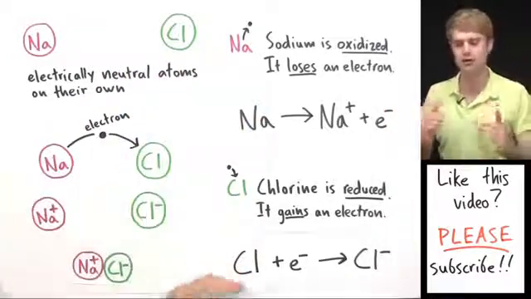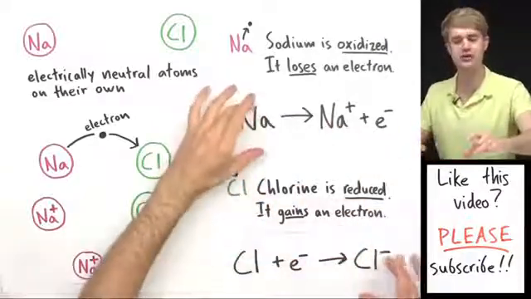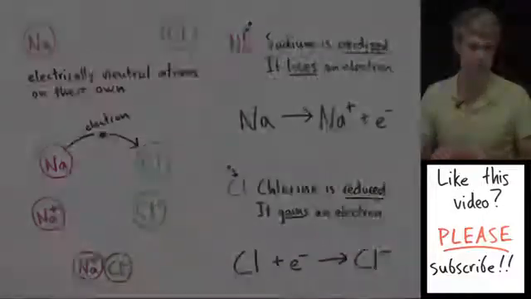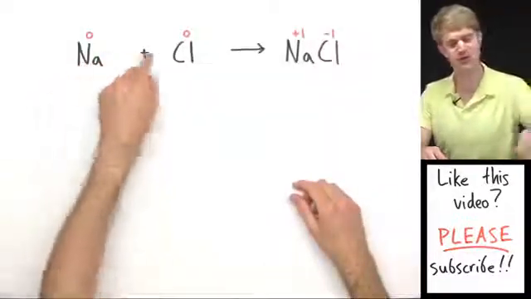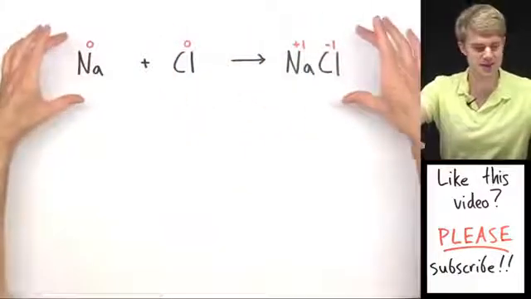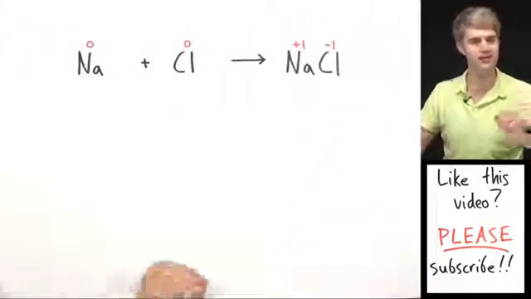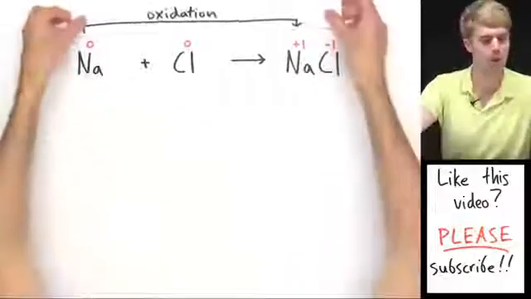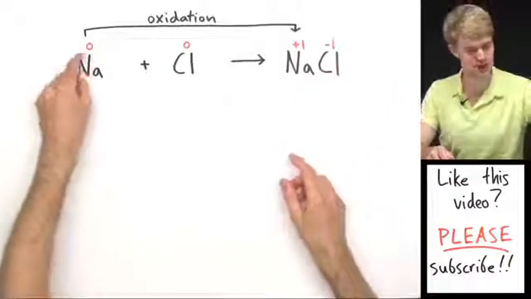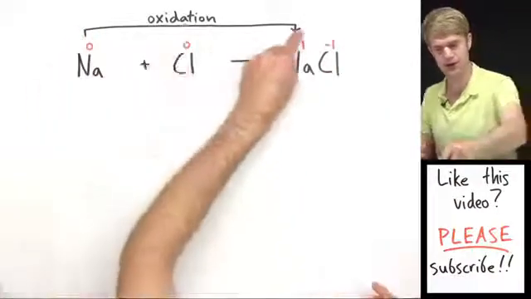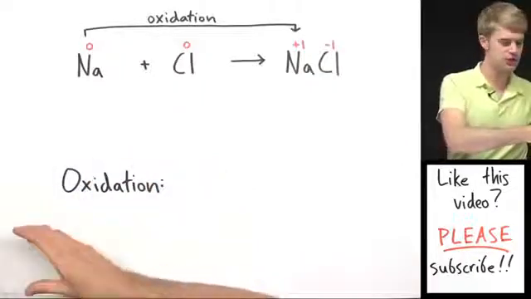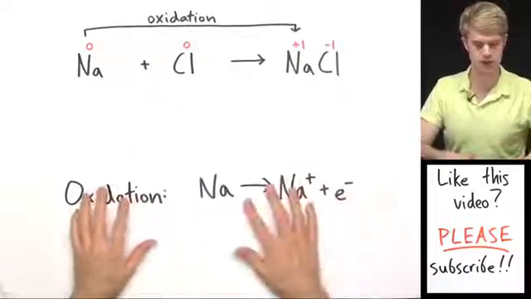Now I want to talk a little bit more about these two reactions and how we can combine them to make a larger, bigger picture equation. Here's our big picture reaction for sodium and chlorine coming together to make sodium chloride. Now, this reaction here really has two processes going on within it. One of these processes is the oxidation of sodium. It starts out as 0, loses an electron, and becomes sodium 1+. And here is the equation for just the oxidation.